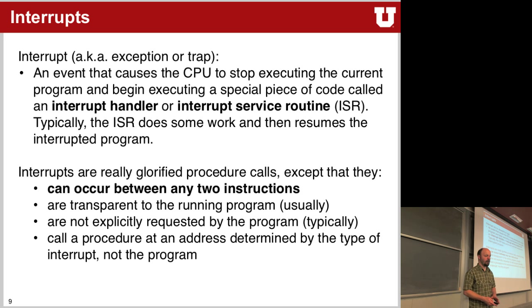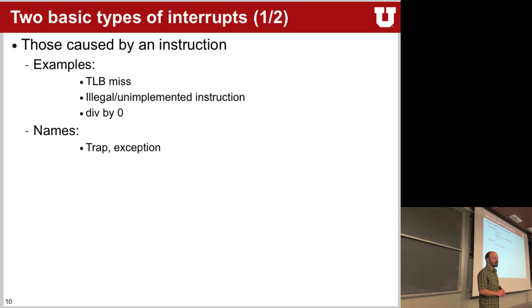There are two different types of interrupts. Those that are caused by instructions are usually called traps or exceptions. For example, if you do a divide by 0, you will get a trap or an exception because it's caused by an instruction itself. Or you can sometimes have illegal or unimplemented instructions.